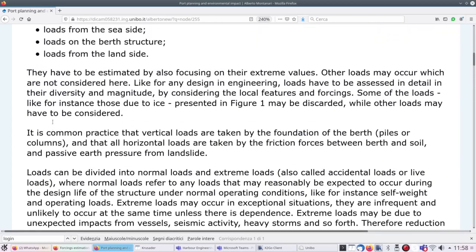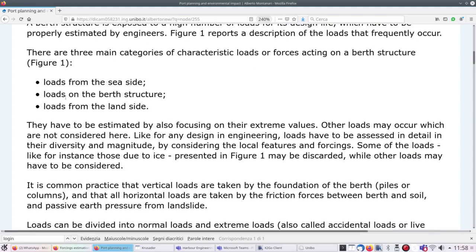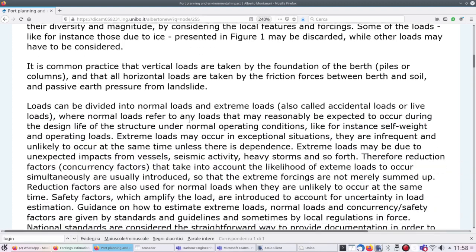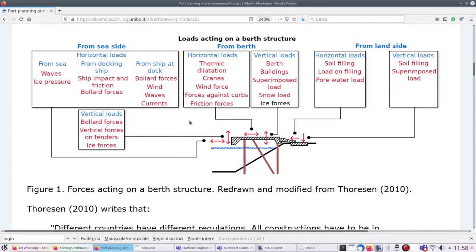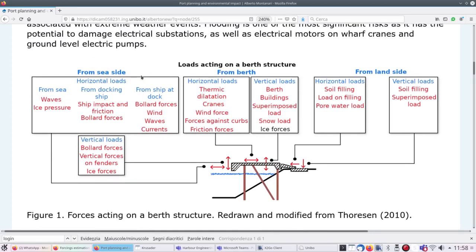As I said, what are the kind of loads on the berth structure, loads from the land side, which we need to consider? I think it is very useful to make reference to this figure that you can see here. And my proposal now is to leave the figure on the screen and then make a 15 minutes break, so I take a coffee and you may also prepare a coffee if you like.